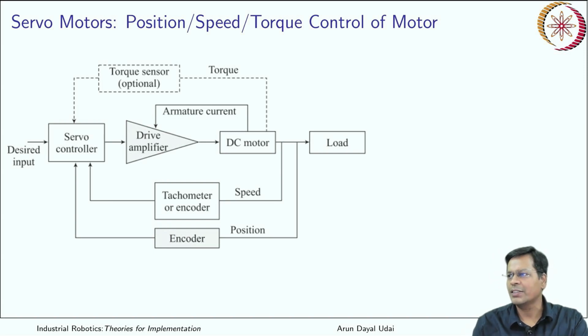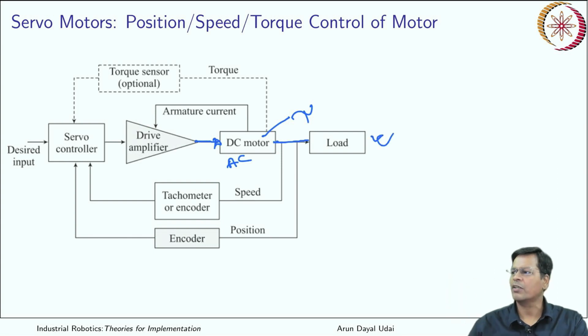So this is a general layout of a standard servo motor. In this figure I have shown a DC motor. It can also be an AC motor. It can also be a BLDC motor. This accepts some kind of signal to control its position, and the output is the torque which it can provide, and you are loaded with some kind of load.